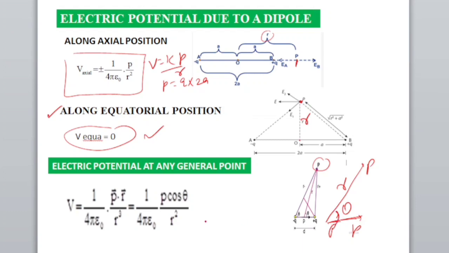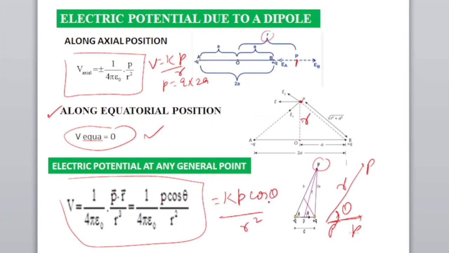So you have to find the general expression for electric potential at any point which makes an angle theta with the dipole moment. The general equation is given by V equal to 1 by 4 pi epsilon naught, p dot r by r cube, or you can write 1 by 4 pi epsilon naught, p cos theta by r square, or you can write k p cos theta by r square. If theta is 0, you get the axial position. It means kp by r square, right? And if theta is 90 degrees, then V equals 0 along the equatorial position. So this is the general expression for electric potential at any point which makes angle theta with the dipole moment at a distance r from this point.